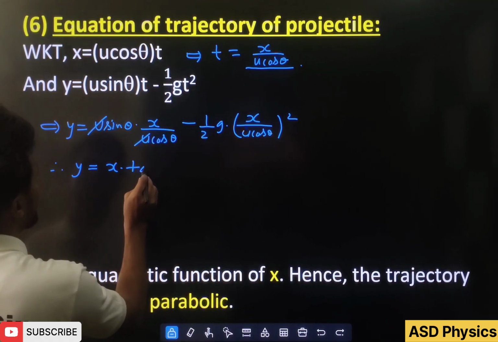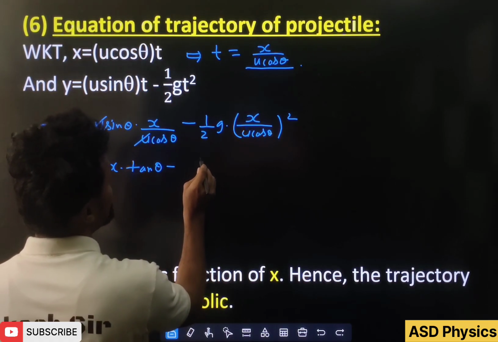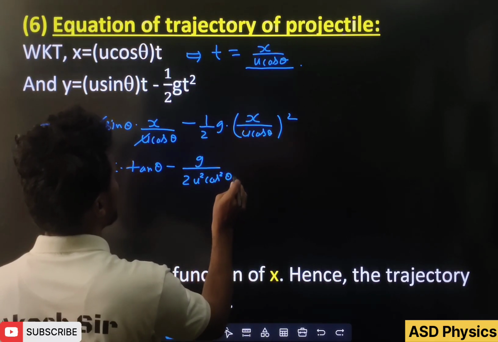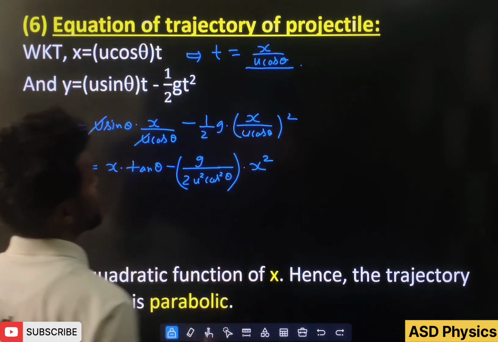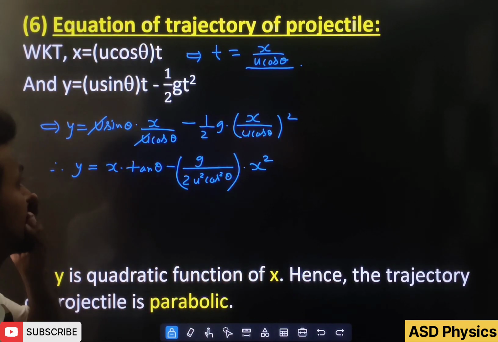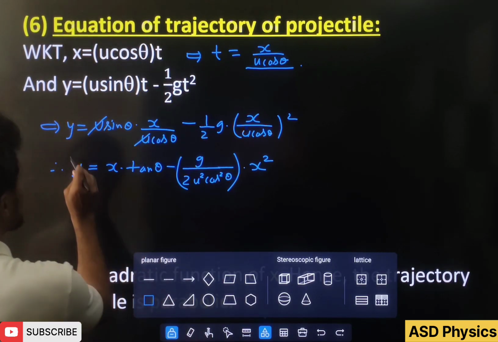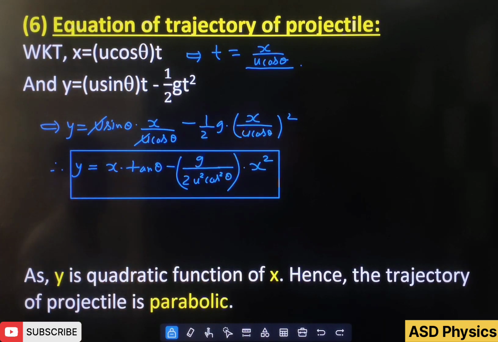So see here please, x tan theta minus, we can write here, g by 2 u square cos square theta into x square. So g by 2 u square cos square theta x square. Okay, this is what, students, is called the equation of trajectory.